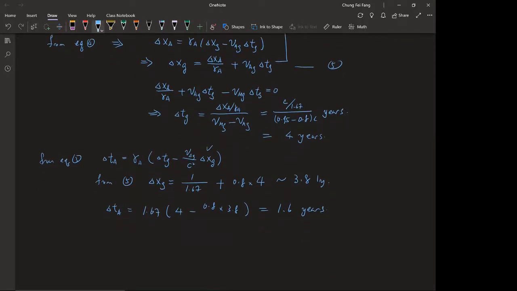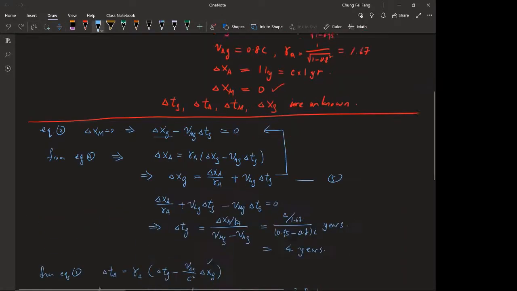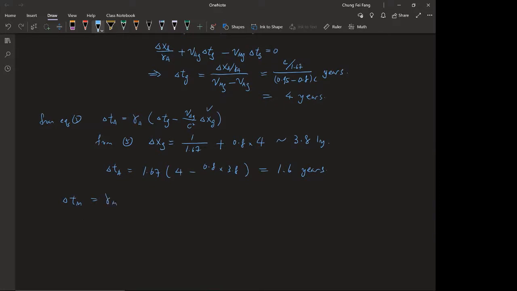So finally you can calculate the delta Tm, which should equal this one, the first equation. It is gamma m times delta Tg minus Vmg over c squared times delta Xg as well. So delta Tm is 3.2 times, delta Tg just now we found is 4, minus 0.95 multiplied by 3.8, so to get 1.25 years.